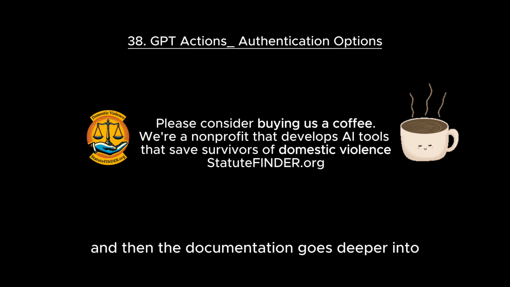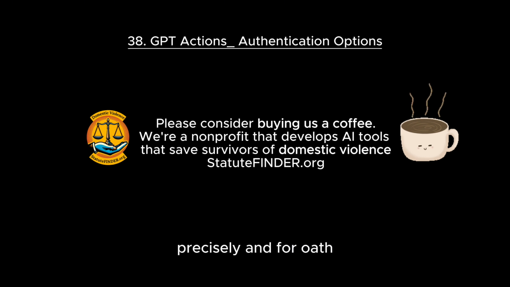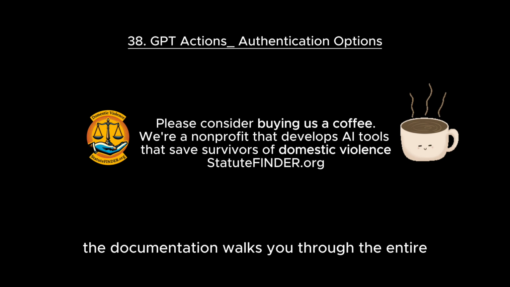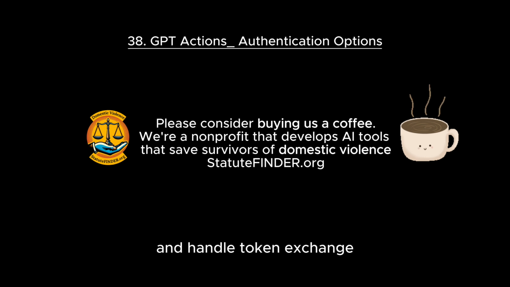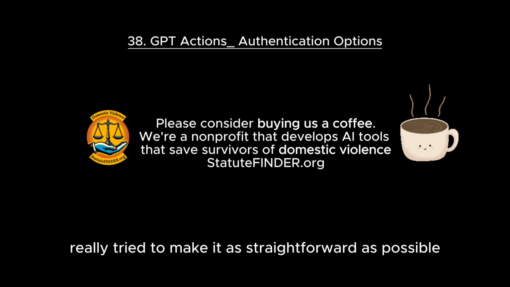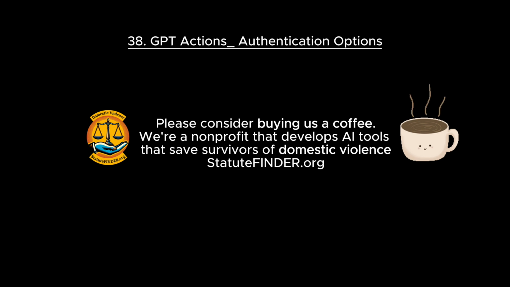Exactly. And then the documentation goes deeper into the technical details of each method. For example, in the API key section, they'll find instructions on how to generate and manage your API keys within your OpenAI account. Okay, so it's like a step-by-step guide to getting your credentials set up. Precisely. And for OAuth, the documentation walks you through the entire authorization flow, including how to register your application, obtain your client ID and secret, and handle token exchange. It sounds like they've really tried to make it as straightforward as possible, even though it's dealing with some complex concepts. They definitely have.